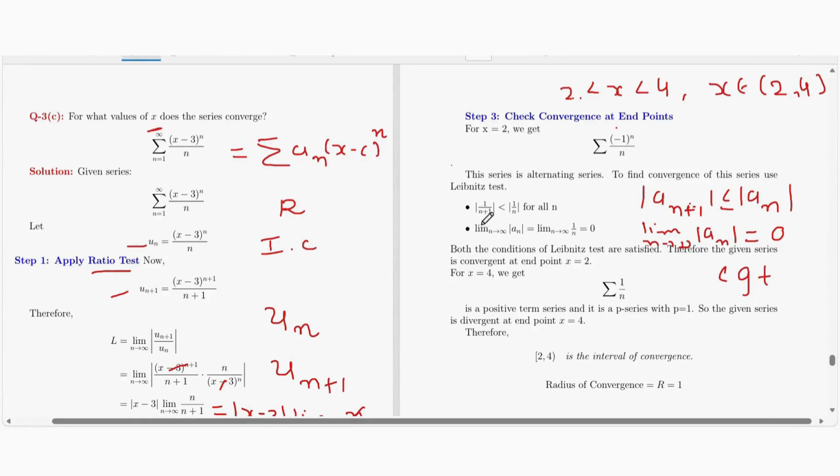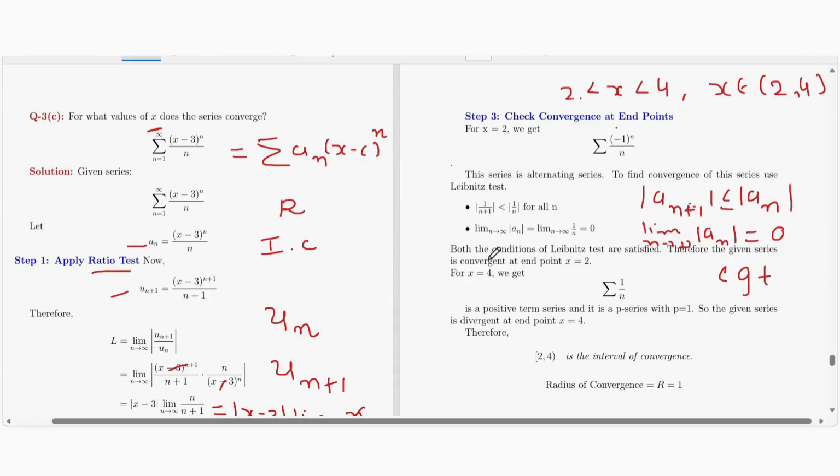Mod a n plus 1. So here what is a n? Mod a n is a positive term. So mod a n is 1 upon n, and mod a n plus 1 is 1 upon n plus 1. As we know, 1 upon n plus 1 is less than 1 upon n, because here the denominator is greater than n. So this number is always smaller than this number for all n. Say yes or no. So the first condition is satisfied.